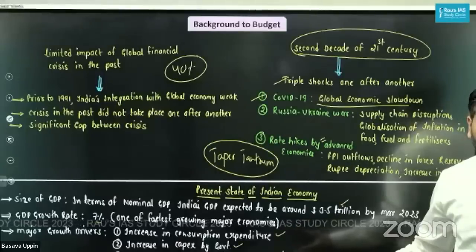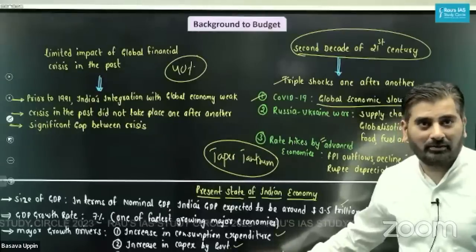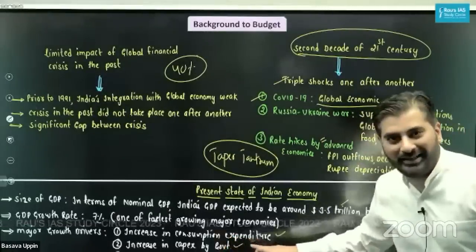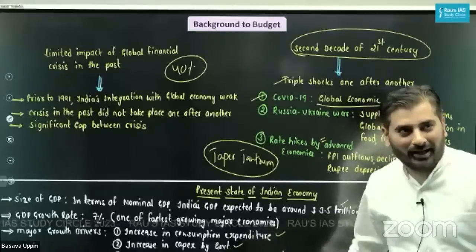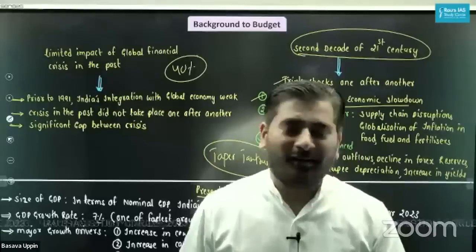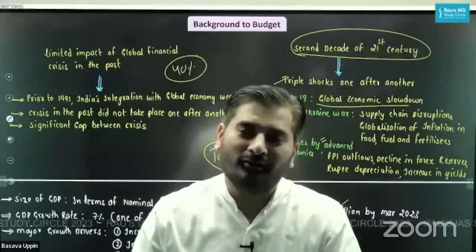You'll control inflation. Good. Just look at the growth drivers. One is CapEx, capital expenditure by the government. This is what you'll do. And at the same time, you'll try to increase the consumption expenditure also. It'll encourage the people to spend more on purchase of goods and services, right? So this is what this year's budget has precisely sought to do.